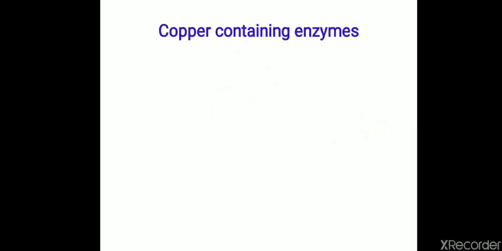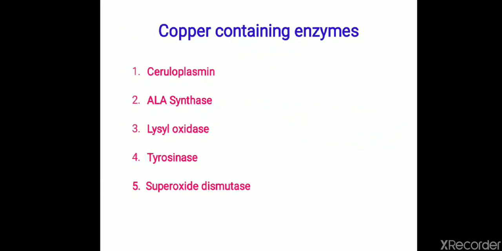And the next important mineral is copper. In copper, you should know the copper containing enzymes, the biochemical functions of copper, and metabolic disorders related to copper. These are the copper containing enzymes: ceruloplasmin, ALA synthase, lysyl oxidase, tyrosinase, and superoxide dismutase. Let's see the functions of these enzymes, which constitute the biochemical functions of copper.